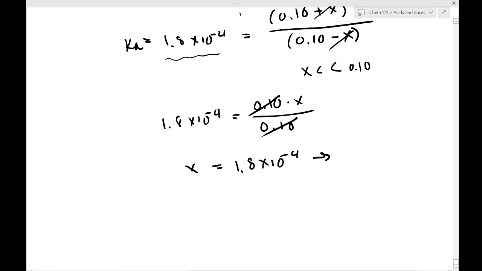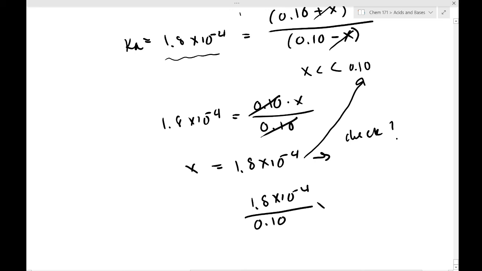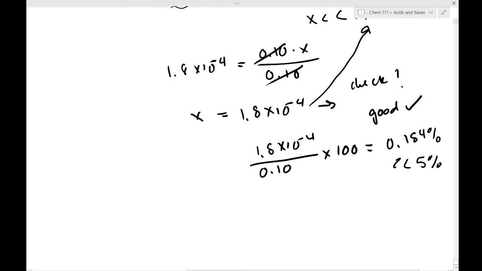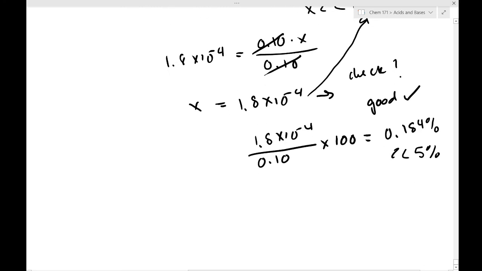Now we need to check the assumption by comparing x with 0.10. If we have 1.8 times 10 to the minus 4 divided by 0.10 times 100, we end up with 0.184%. This is much less than 5%, so this is a good assumption. That means that x is equal to 1.8 times 10 to the minus 4.